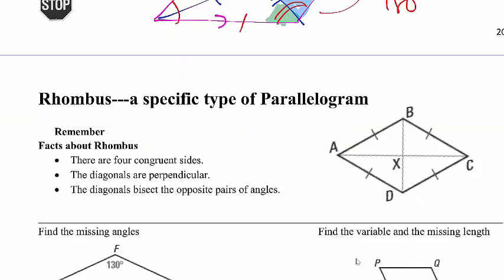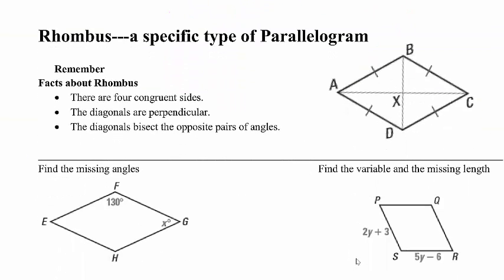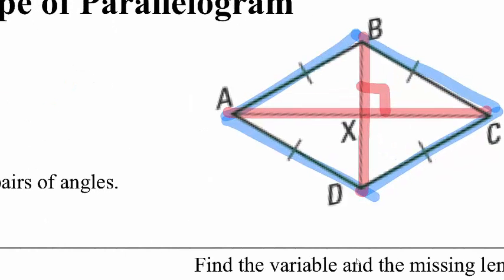Now we're going to add to that a rhombus. A rhombus has all of that, plus all four sides are the same. The diagonals cross at 90 degrees, and they cut the corners in half. So this corner is the same as this corner, and this corner is the same as that corner. You should be writing this down.